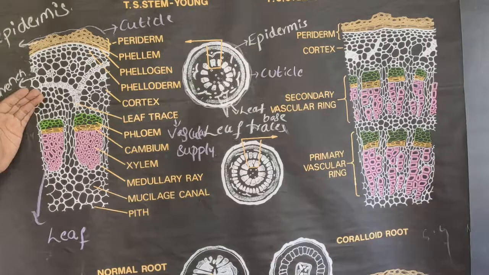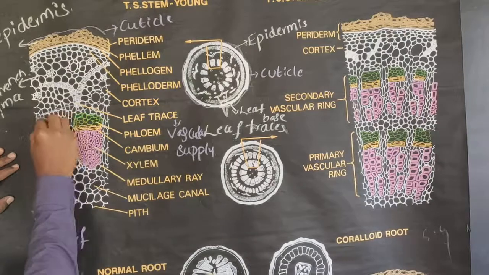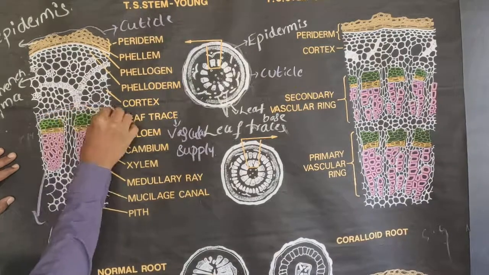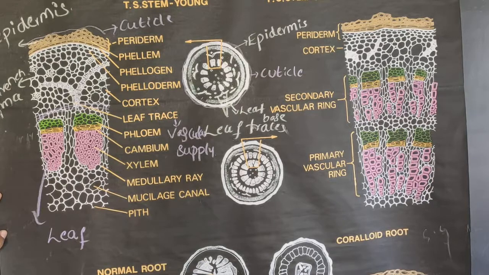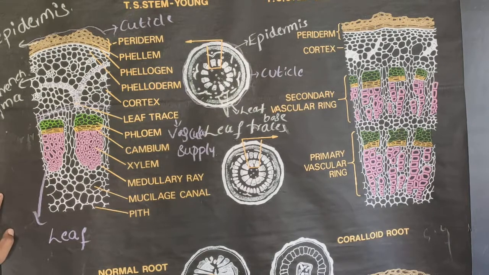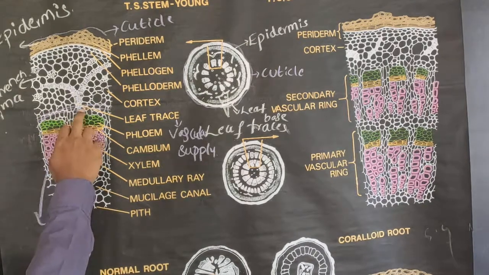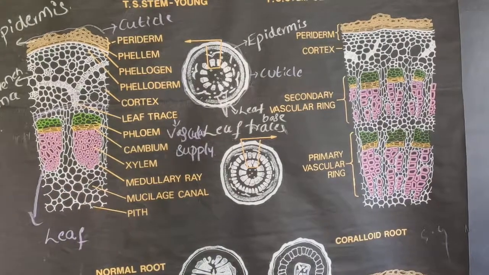The innermost layer of the cortex is differentiated into the endodermis, and the endodermis is followed by the pericycle. But in the cycas stem, both the endodermis and the pericycle are not distinct or not very well differentiated. The endodermis and the pericycle are followed by the vascular bundles.